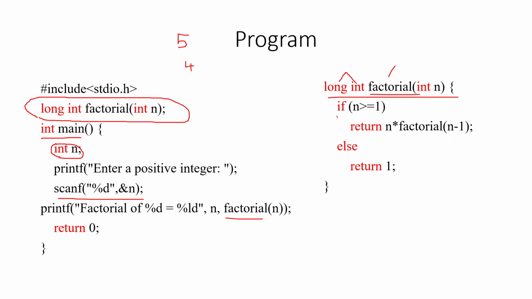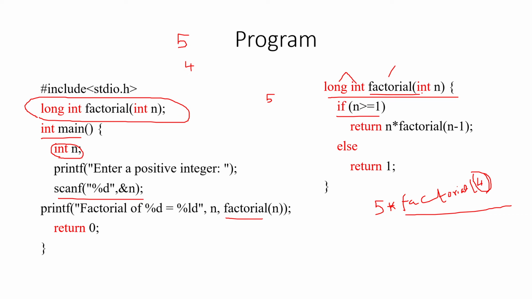Here I have given a condition: n greater than or equal to 1. Suppose I give n the value 5. Initially we check the condition, 5 greater than or equal to 1. The condition is true, so we return n into factorial of n minus 1. My n value is 5, so it is 5 into factorial of n minus 1. What is n minus 1? It is 4. Now again we call the same function, and my n value here is 4.